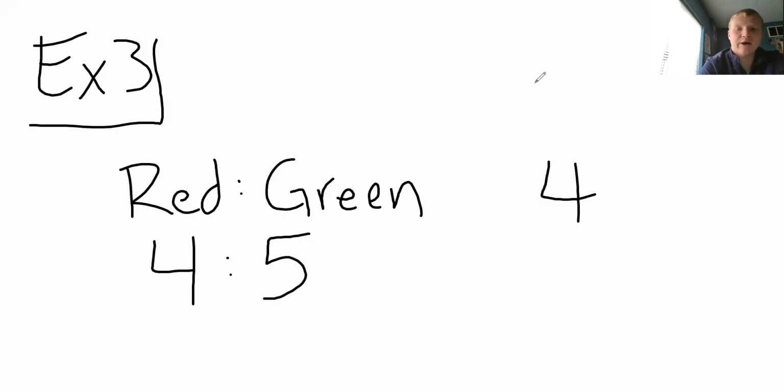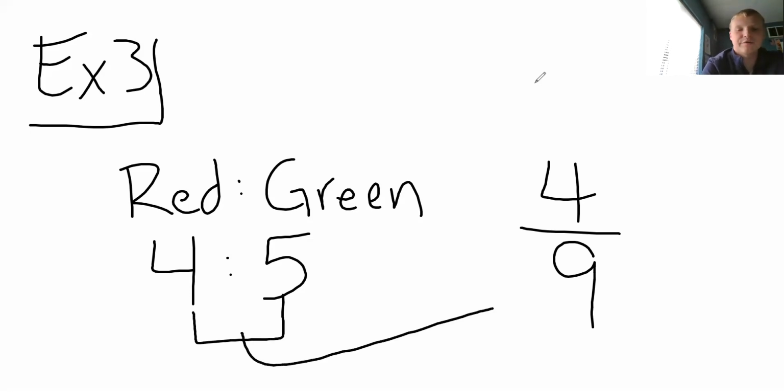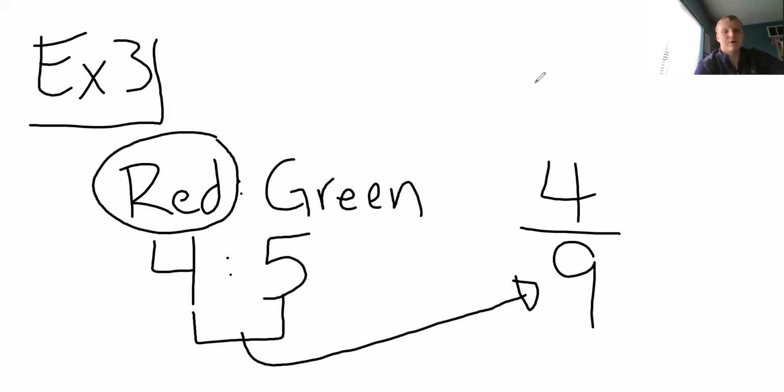4 over 9, yep. So how did you get that? Yep, so you added those two together. So 4 plus 5, that's our bottom number. So that's our total. And then you said, well, they wanted to know the red number. So I will put the 4 on top.